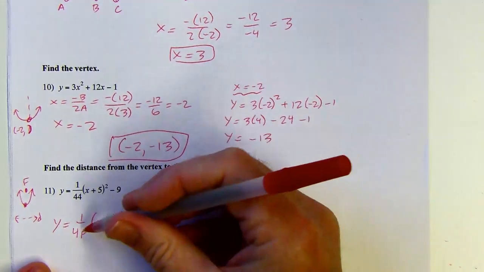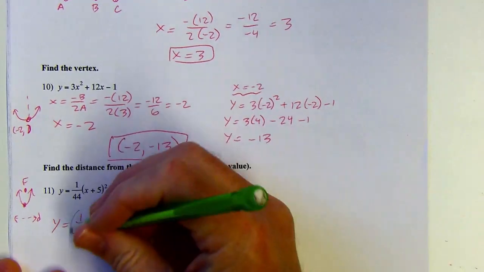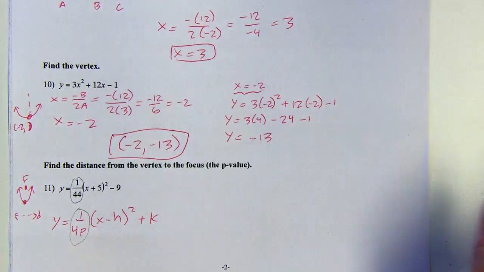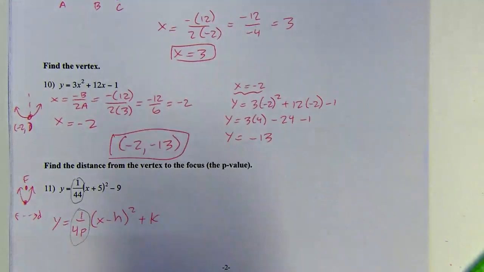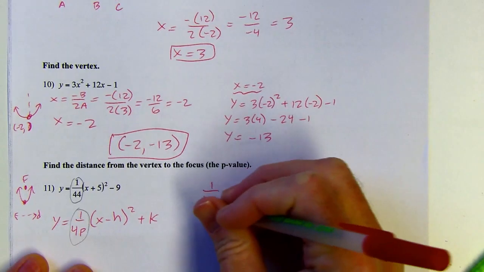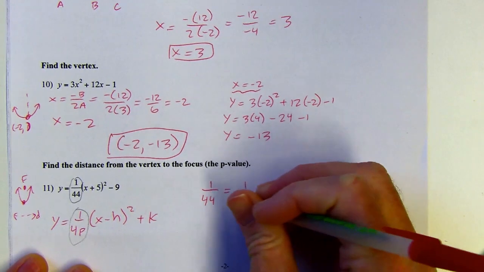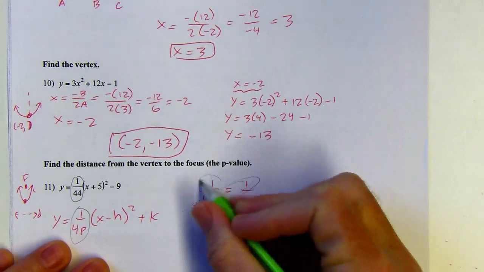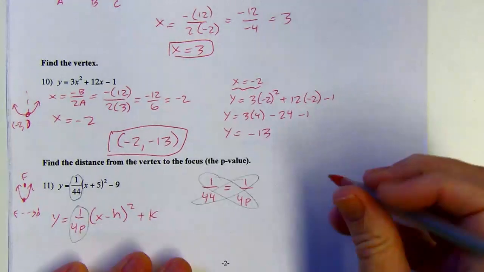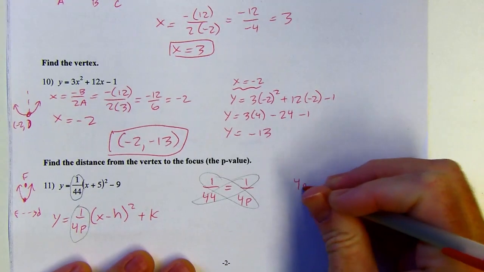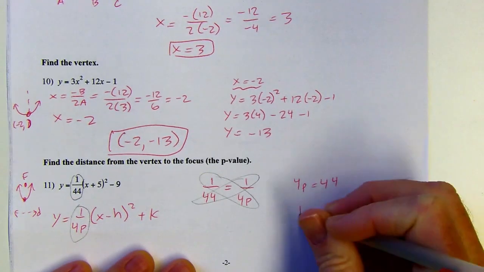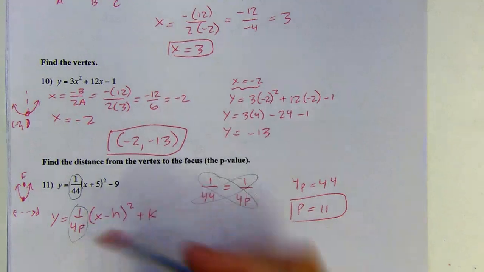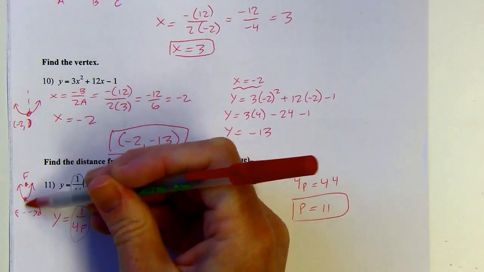So you can find the p-value using just this piece. So set 1 over 4p equal to whatever is in front of the parentheses there. So in this particular problem, I'm writing 1 over 44 is going to equal 1 over 4p, and then I cross multiply. So 4p is going to equal 44. Those cross products should be equal, and then divide by 4, and the p-value then is 11. So that's that distance here, or the distance here. Okay.